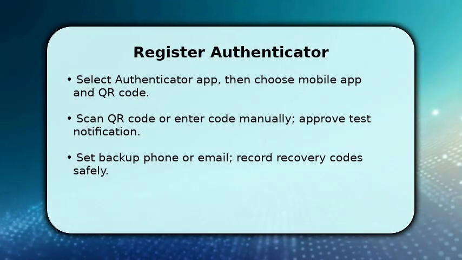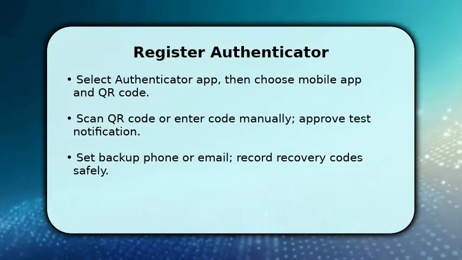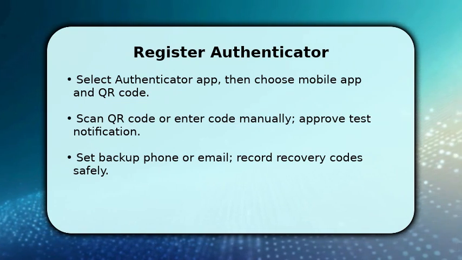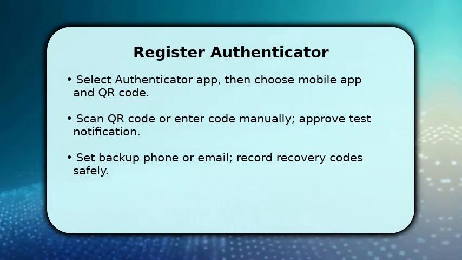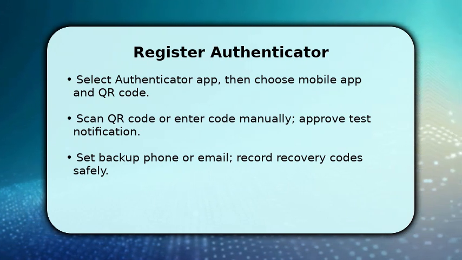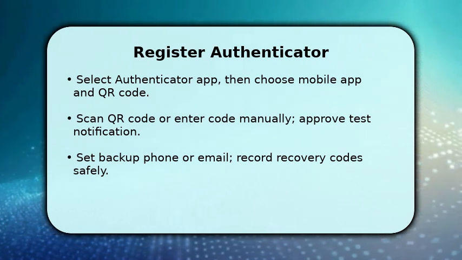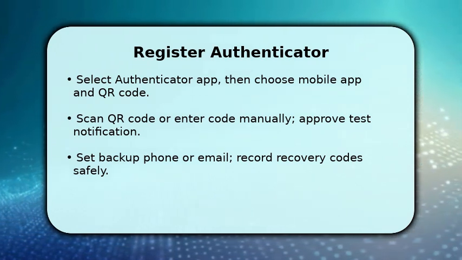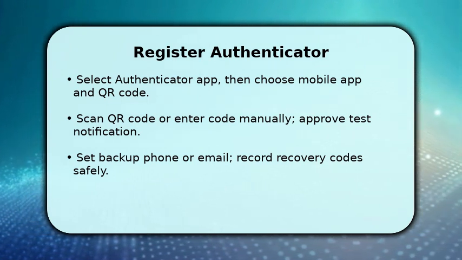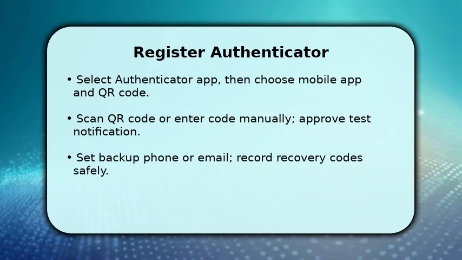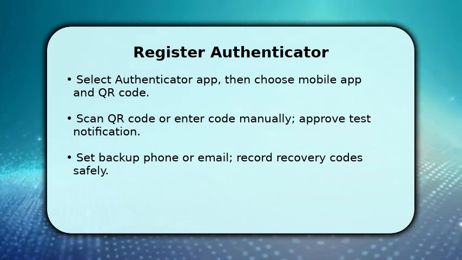Now you register the Authenticator app itself. Choose Add Method, Authenticator app, Mobile app, and follow prompts until a QR code appears. Open the Authenticator app, add an account, and scan the QR. If scanning fails, use the manual setup code. Once added, approve the test notification or enter the generated verification code to validate the link.